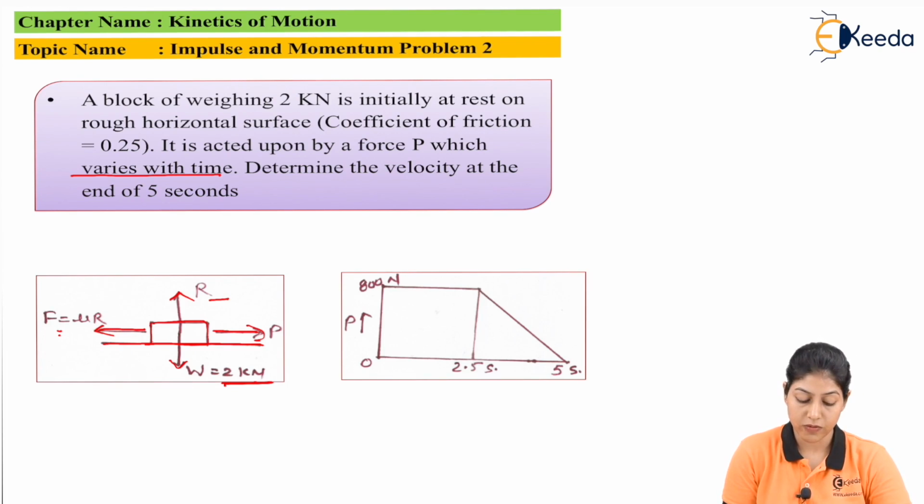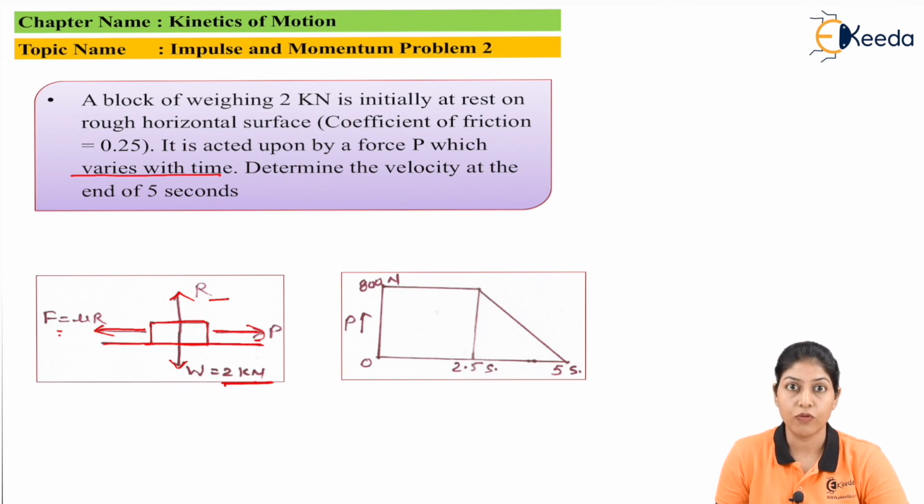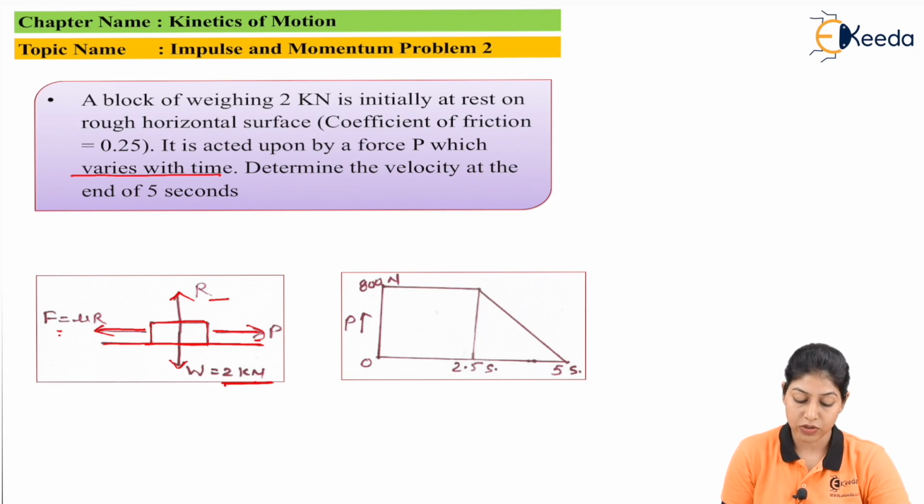The friction force we consider as mu into R. With the help of the reaction, we can find the value of the friction force, that is with the help of the coefficient of friction and the reaction. So this is the free body diagram of this block. W is acting downward. Against W there is a reaction in the vertically upward direction. The force P is acting in this direction. This is the direction of force or direction of motion, and against it we apply one friction force because of the rough horizontal surface. So this is the free body diagram.